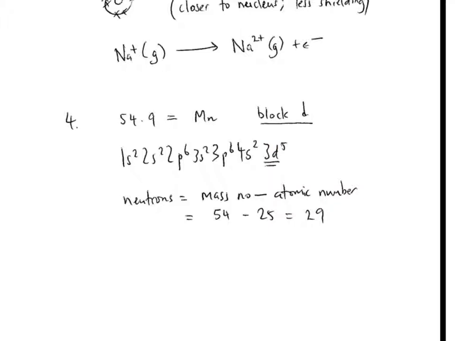Calculate the number of neutrons. The mass number is 54. We've been told that in the question, of this particular isotope. 25 is the atomic number. 54 take 25 equals 29.